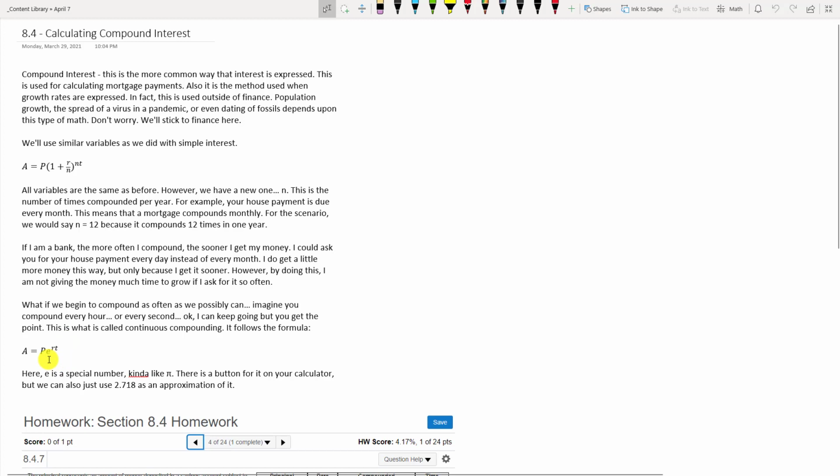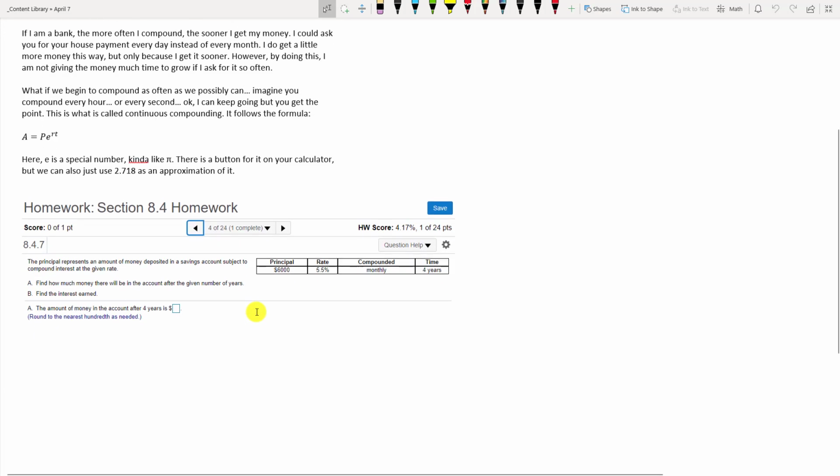And e is a special number that's a button on your calculator. It's kind of like pi in that it has this strange definition to it, kind of like pi is the circumference divided by the diameter of a circle. E is this number where we let n get really large here, and this wants to make it go to 0, this wants to make it go to infinity, and they fight against each other, and they result in this number 2.718 as our approximation of it.